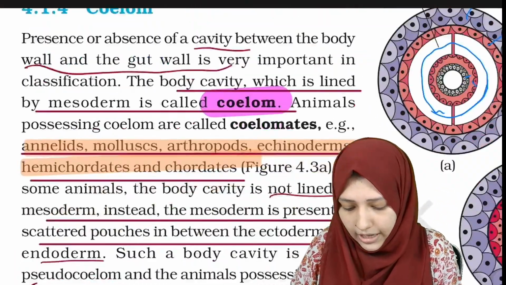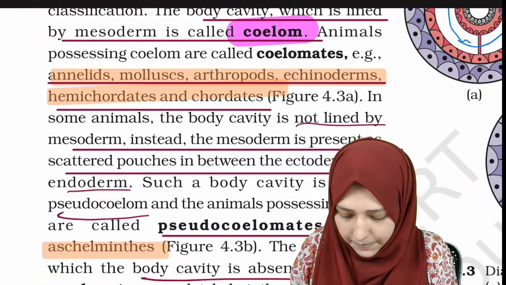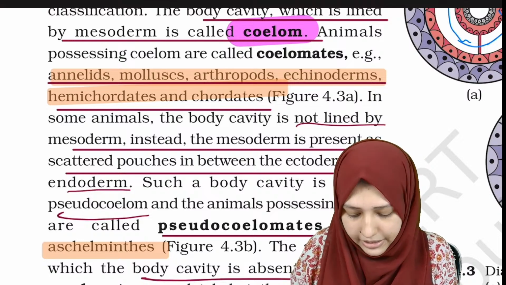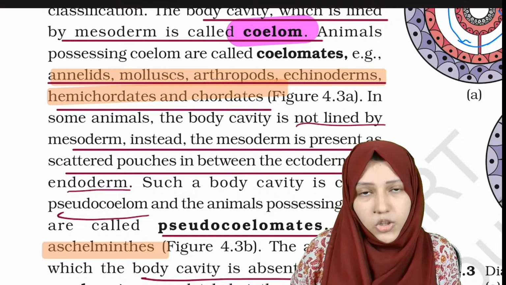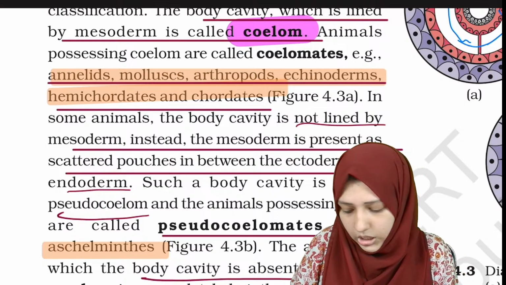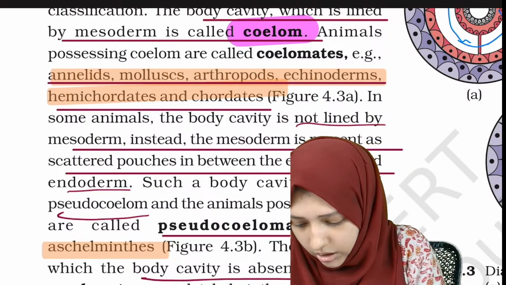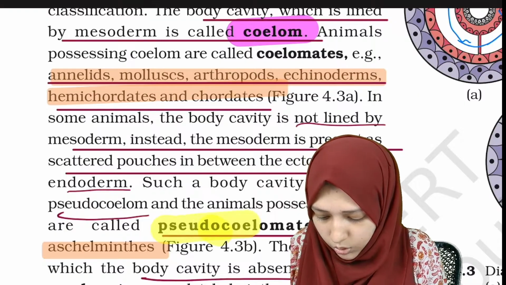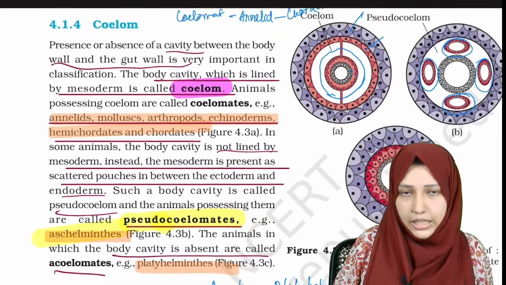Okay. Who all are acoelomates? Acoelomate is just one phylum. Acoelomate is platyhelminthes. And who is pseudocoelomate? This is important. This is a PYQ. Okay. Pseudocoelomate is Aschelminthes. Clear? Okay.